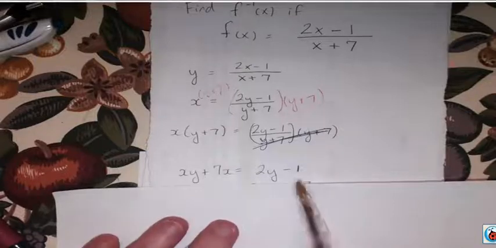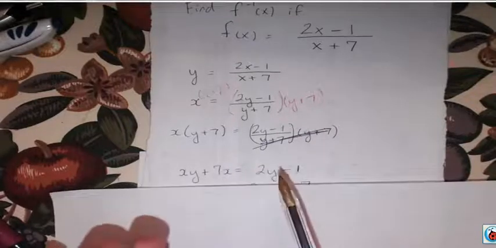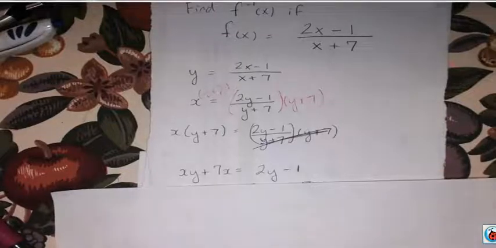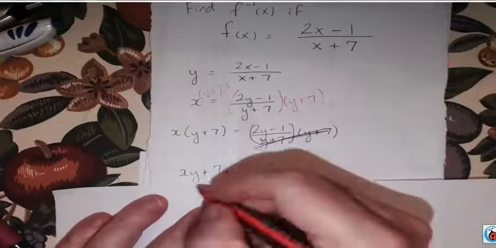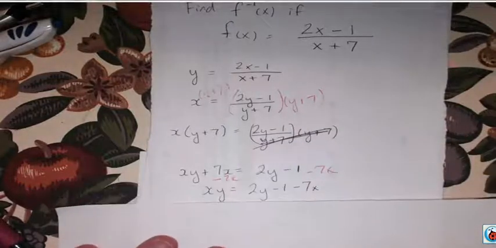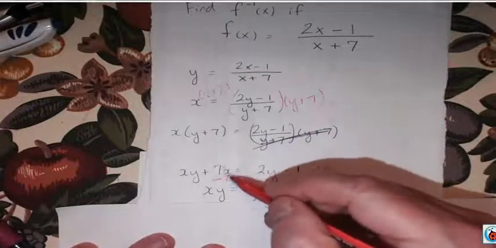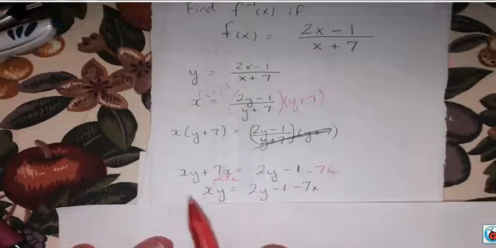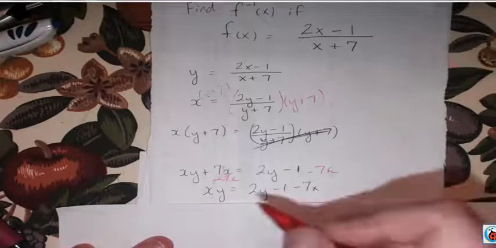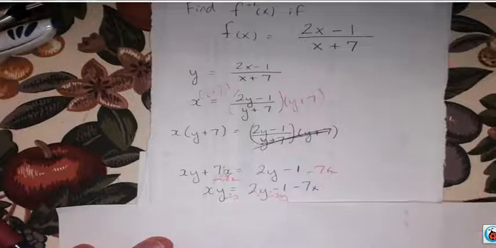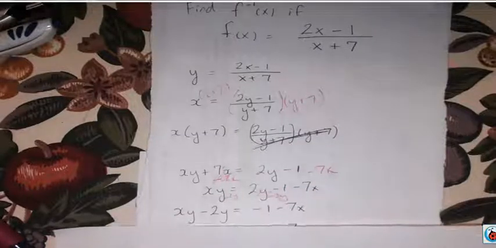Get everything with y on the left-hand side. And everything that doesn't have a y, get it to the right-hand side. So subtract 7x from both sides. That should help matters along. So when I do that, those will cancel, and I'll have x times y equals that. Now, that's got a y in it. Get it over to the other side. So let's subtract 2y from both sides. So those will cancel, and I'll be left with that.